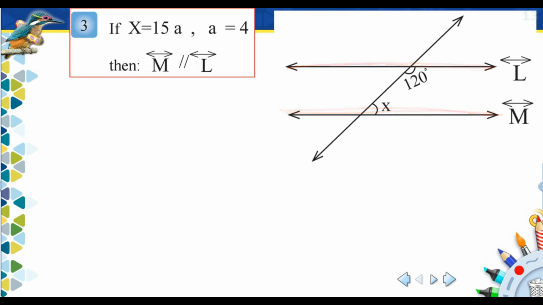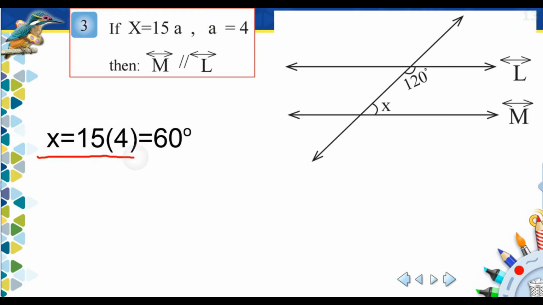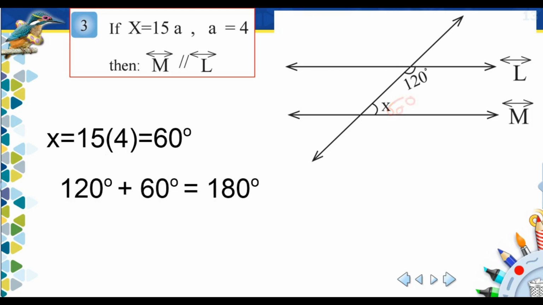Look at this, I substitute a, replacing a with 4. Then x equals 15 times 4. 15 times 4, what? 60 degrees. Then x equals 60 degrees. 60 degrees plus 120 degrees, what equals?